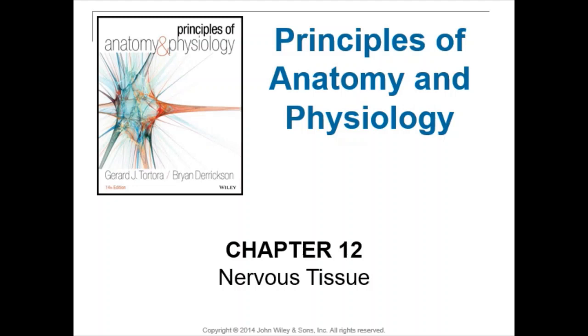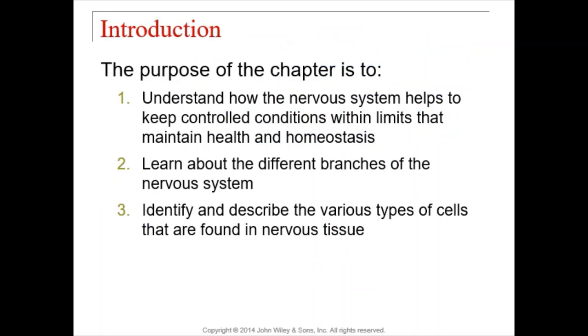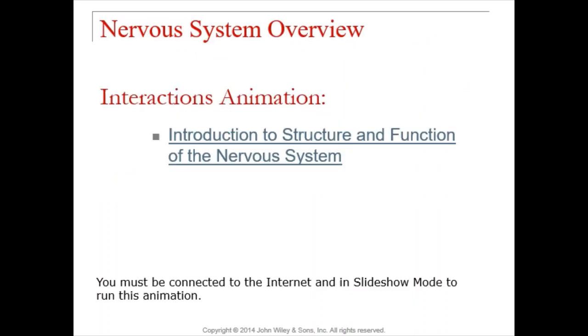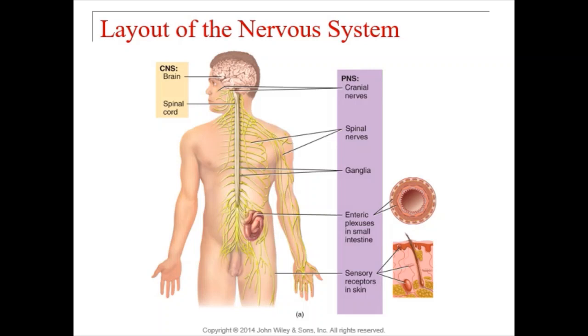Welcome to Chapter 12 of Anatomy and Physiology, where we're going to do nervous tissue. Even though we're really talking about nervous tissue, it's really the nervous system. So like usual, before you even get started, you know some things about this already, because you know some things about the nervous system way back from Chapter 1.